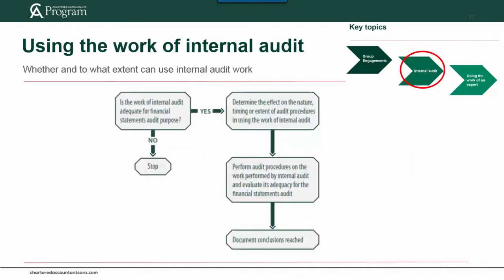This diagram summarises the key requirements of ISA 610 Revised. So after assessing internal audit, the external auditor assesses the nature and scope of the work performed by internal audit and considers whether that work would provide the evidence that is required by the external auditor. This will impact the nature, timing, and extent of audit procedures for the external audit.